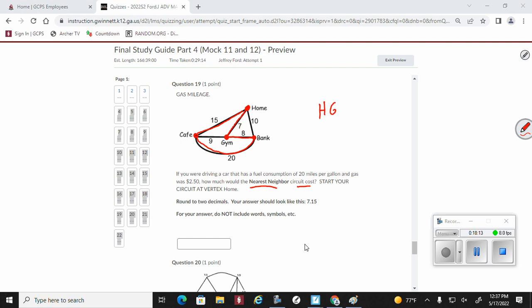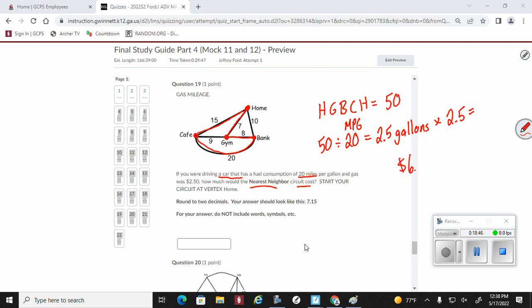So that was home, gym, bank, cafe, back home. Math on my feet here, 15, 15, grand total of 50 miles. Now this is where students are screwing up, because now you're driving a car that has fuel consumption of 20 miles per gallon. So I'm going to take how many miles I drove, divide it by 20, because that's the MPG, and I'm going to get 2.5 gallons. Then very simply, I'm going to multiply that by the cost, and I believe it's going to be $6.25. Don't quote me on that.